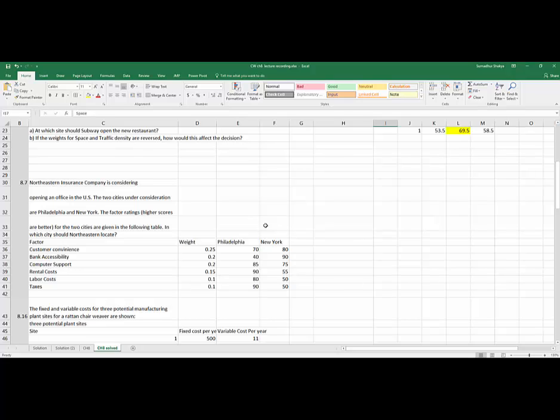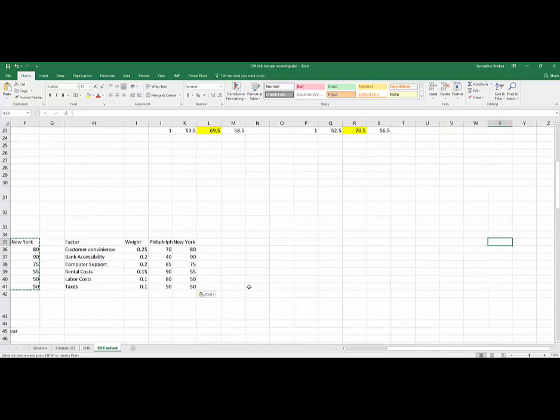The next similar question we have is there's an insurance company that's considering opening an office in 2 different locations, Philadelphia and New York. So we want to make sure that given the information, we can make a decision about which location they should be opening their office at. Now we are given the various factors: customer service, banking, accessibility, computer support, rental, and labor cost and taxes. We are given the weights for each of those factors. Now we have the choice of location 1, Philadelphia, the second one being New York.